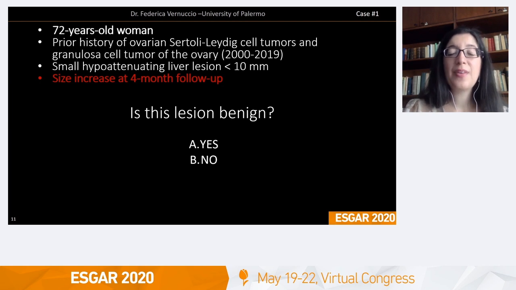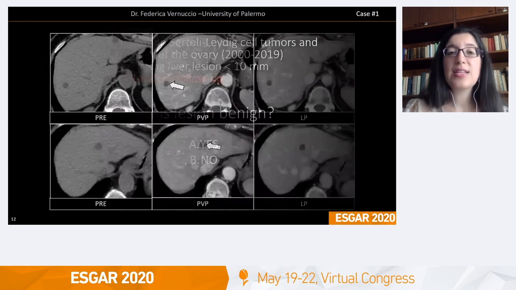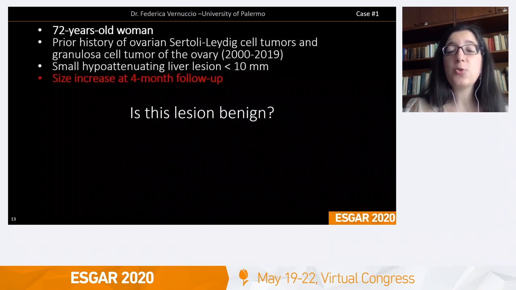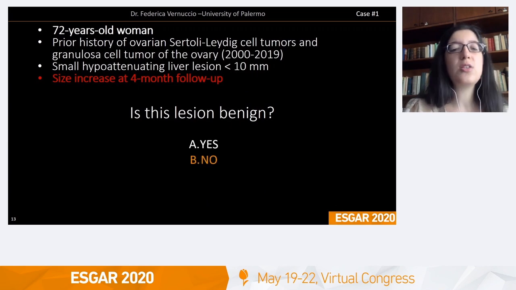For this case, we have to notice that at other levels, the patient also had some new lesions. And all these lesions were hypoattenuating. They were almost similar to a liver cyst, but they were new and they were multiple. And there was the lesion that had increased in size. So for this case, the answer, whether this lesion was benign, was no, it was certainly not benign.